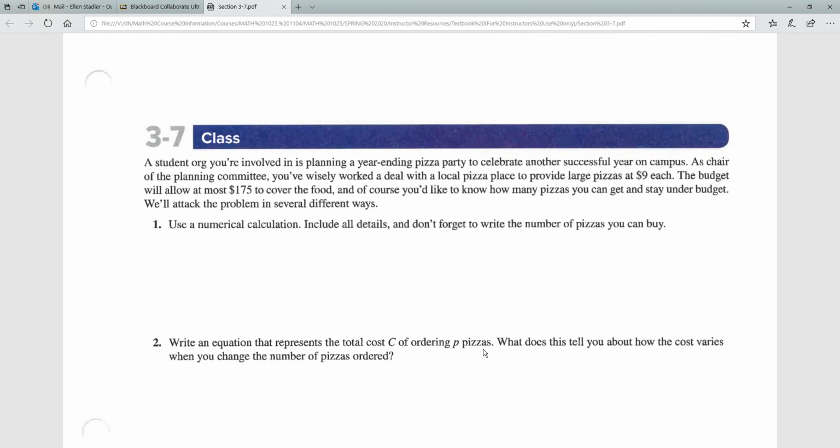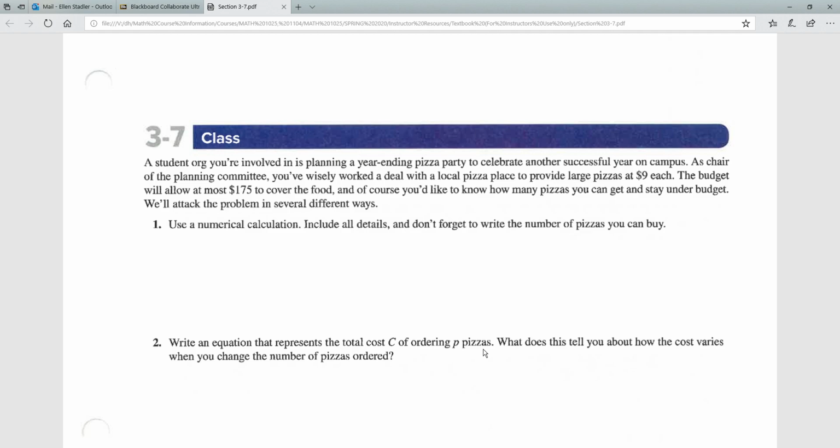A student org you are involved in is planning a year-end party to celebrate another successful year on campus. As chair of the planning committee, you've wisely worked a deal with a local pizza place to provide large pizzas at $9 each. The budget will allow at most $175 to cover the food. And of course, you'd like to know how many pizzas you can get and stay under budget. We'll attack this problem in several different ways.